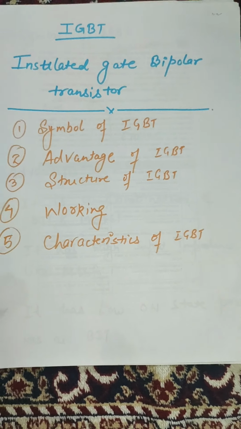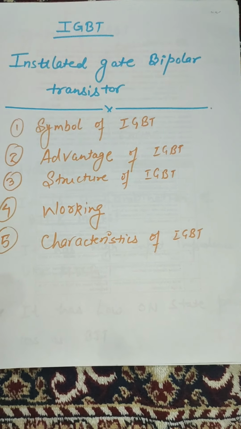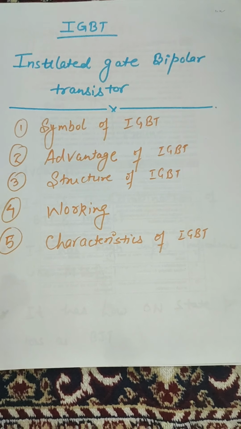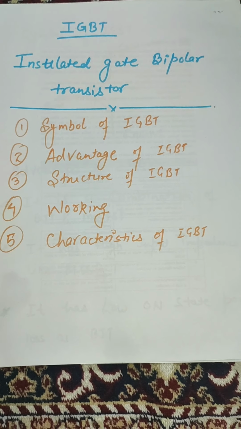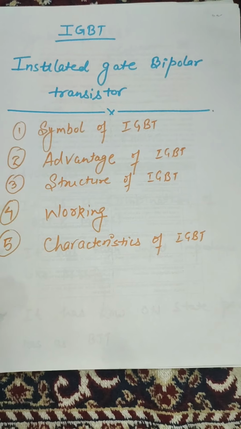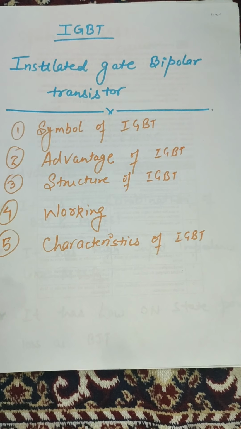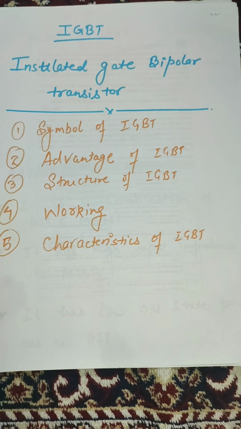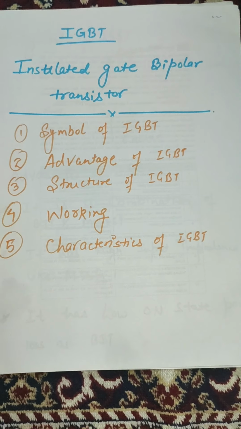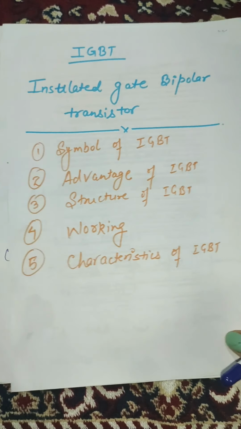Another topic in the power electronics lecture series is the IGBT, the insulated gate bipolar transistor. It is a bipolar transistor, a BJT, with an insulated gate. This is my session outline: symbol of IGBT, advantages of IGBT, structure of IGBT, working and characteristics of IGBT.